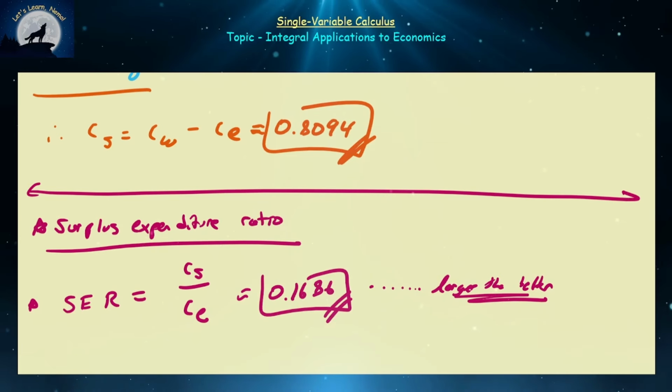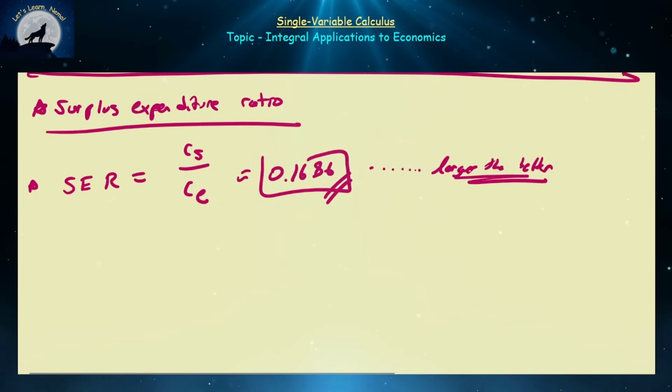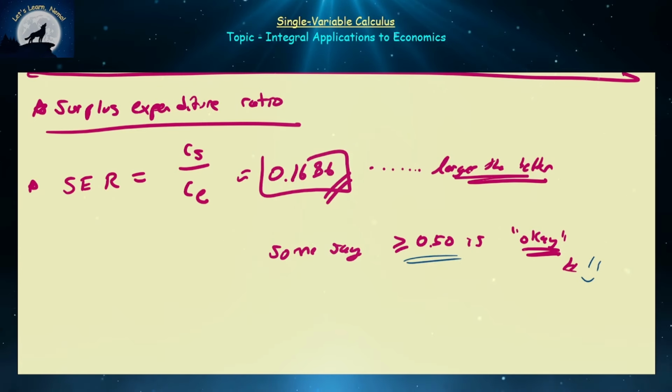Now the question then becomes, for a basic economic market, how large is large and how small is small? Some say, and of course this is a rule of thumb, and it obviously depends on the market, that bigger than or equal to 0.50 is okay. That is the surplus expenditure ratio. Being arbitrarily large, ideally bigger than 50%, is usually decent. And of course, I'll let you think about why larger is better, and why 50% is ideal, at least as a basic framework.